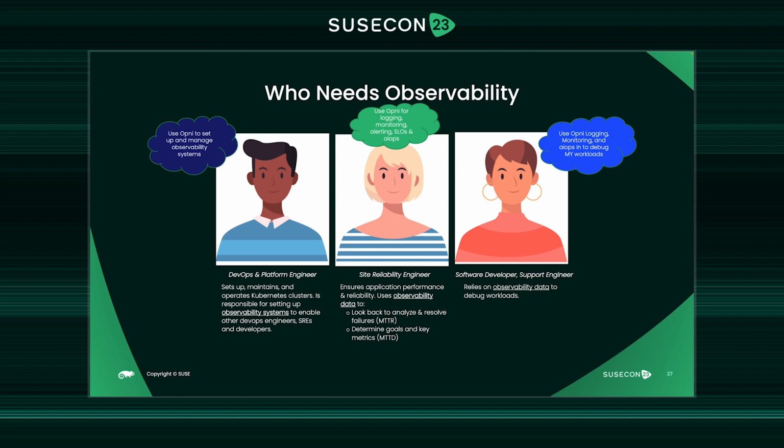And so going back to our personas, your DevOps and platform engineers would use Opni to set up and manage observability systems. Your SREs would use Opni for logging, monitoring, alerting, SLOs, and AI insights to reduce mean time to resolution and mean time to detection. Your software engineers and support engineers would use the metrics and logs found in Opni to debug their workloads.